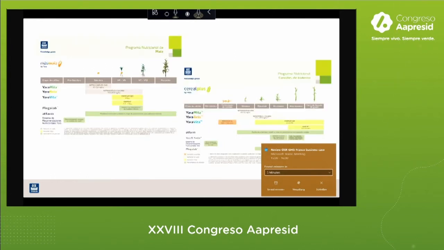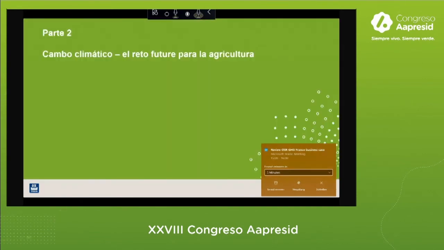And here you can see two examples for maize and cereals, where all this crop knowledge and the information from the different tools is converted into a cropping program and into a fertilizer recommendation.